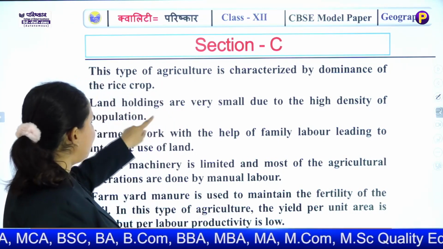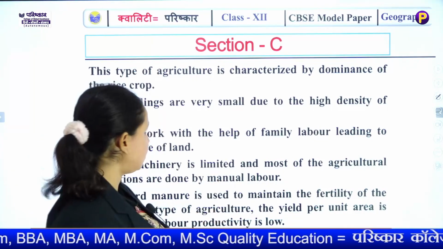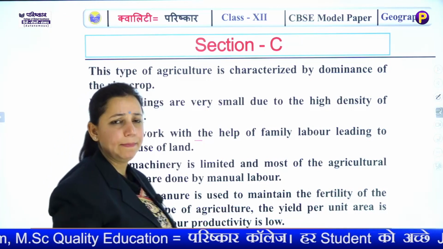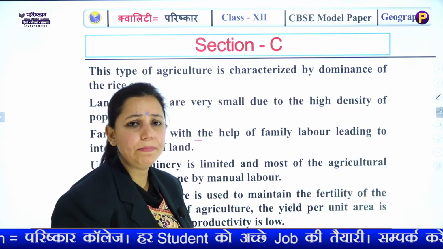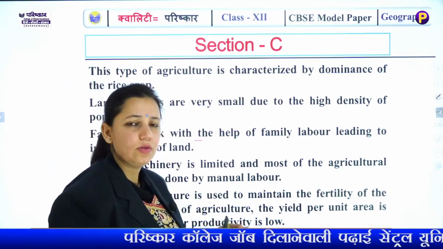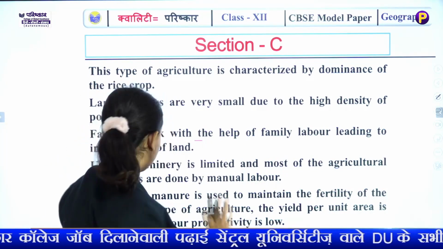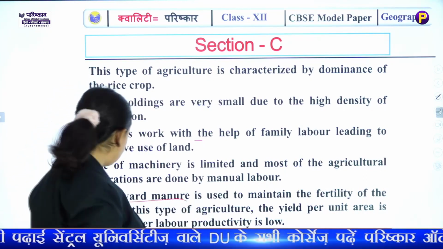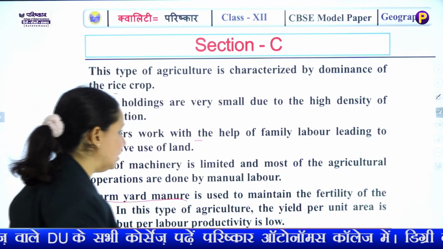Land holdings are very small in paddy cultivation. The size of the land holding is very small. Farmers are mainly the family itself, the family laborers; the whole family is engaged in one particular land holding. Use of machinery is very limited. All the work is done manually, by hand. Farmyard manure is used. Locally made manure is used to increase the soil fertility.